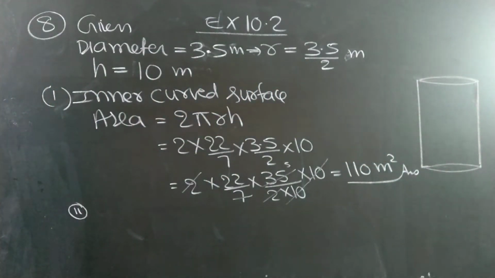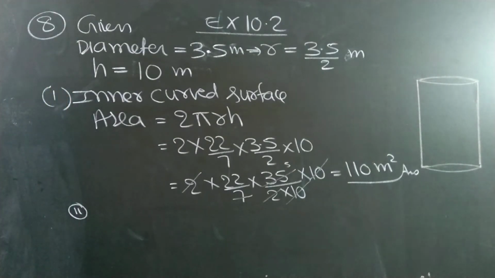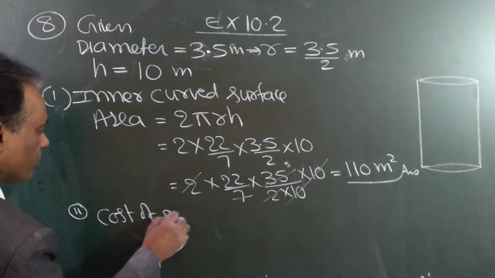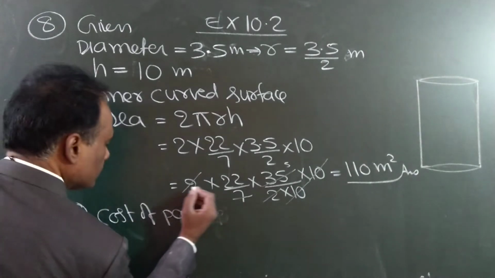Second question. Cost of plastering this curved surface at the rate of 40 rupees per meter square. Cost of painting, plastering.